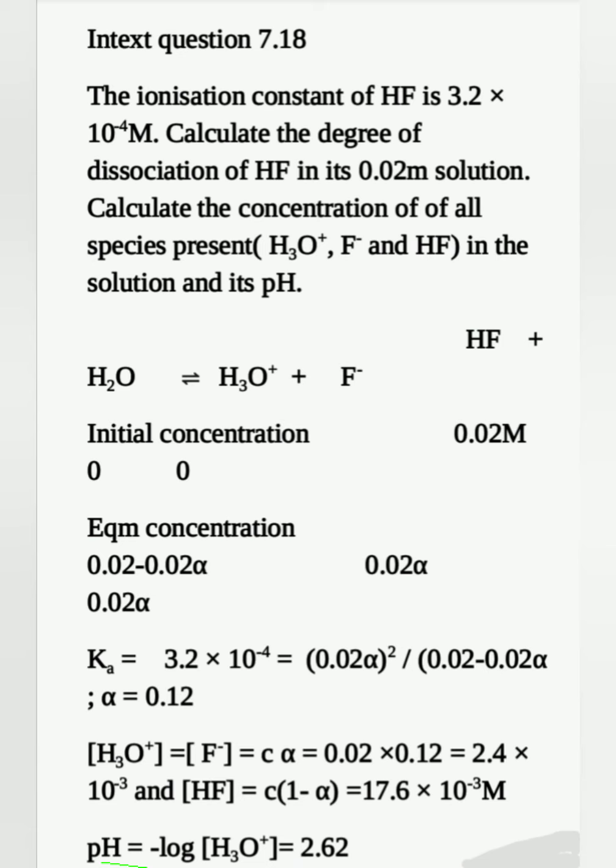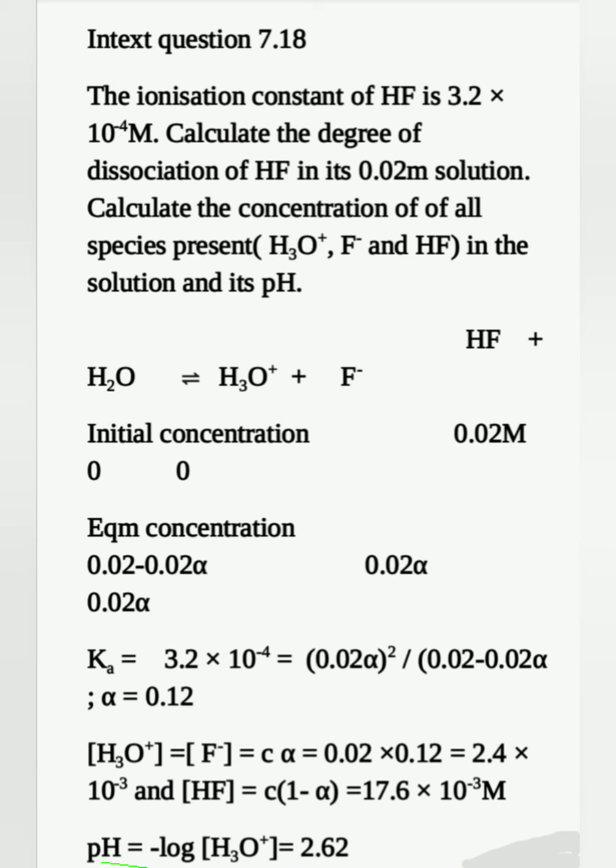Okay, so actually it is molar, and the initial concentration of the products will be taken as 0. Equilibrium concentration we usually take as C into 1 minus alpha, so C is equal to 0.02 we have written, and the products will be C alpha, that is 0.02 alpha and 0.02 alpha. So Ka, which is given as 3.2 into 10 raised to minus 4, we are making use of that formula itself.